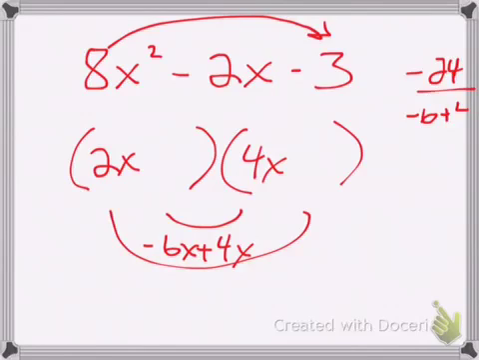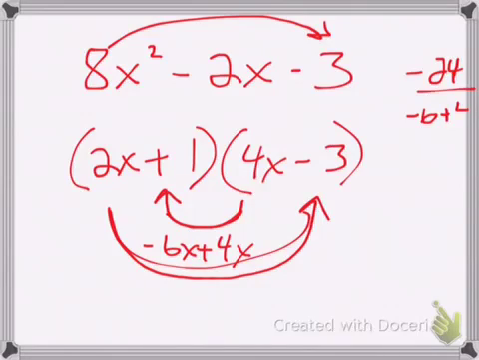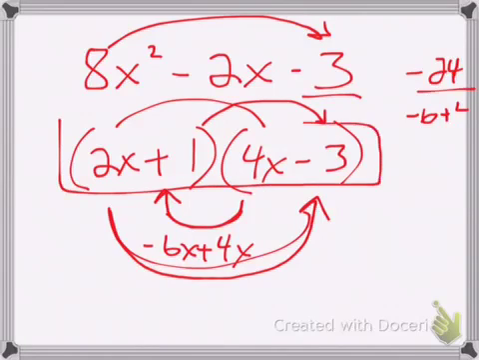Kirk, help me finish this. 2x multiplies by something over here. What am I going to try to get by that 2? So what do I multiply 2 by to get negative 6? Negative 3. Good. And then what do I multiply 4 by to get positive 4? Plus 1. That's right. 1 times negative 3 is negative 3. 2x times 4x is 8x squared. That's a good factorization. No question that that's correct, because we multiplied it out and it works.